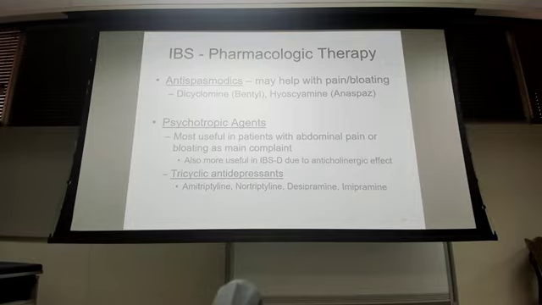And this is all IBS, not just a subclass: dicyclomine and hyoscyamine. And then psychotropic agents. Not used as psychotropic agents in our IBS folks, but psychotropic agents that are used in patients with abdominal pain and bloating as their main complaint, and often in IBS-D with anticholinergic effect. The biggest players that we use in that category are usually your tricyclics, amitriptyline, nortriptyline.